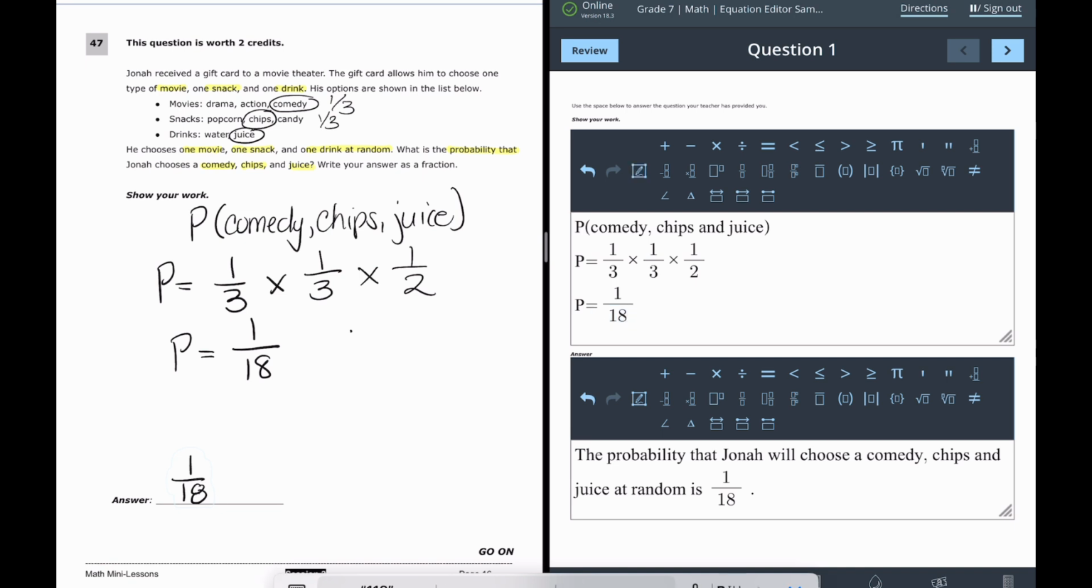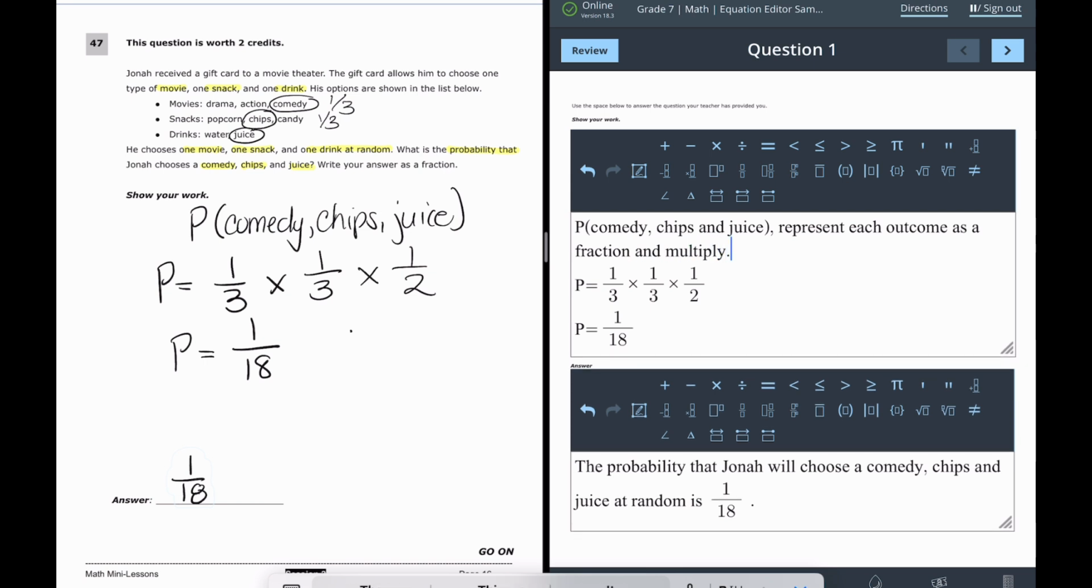There's really not much else that I have to write here. It's showing that I know how to represent each probability as fractions. So I'll even say that. Represent each outcome as a fraction. And multiply. Okay. And that's what I did. So done. So give yourself a point if you got 1 over 18, and give yourself a point if you showed in your work how you found the probability of each one. All right, hit pause and jot this down into your notes.